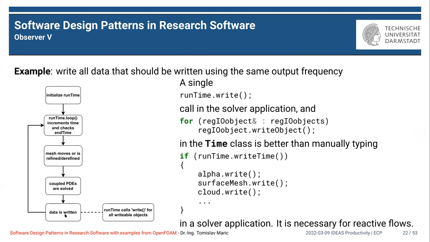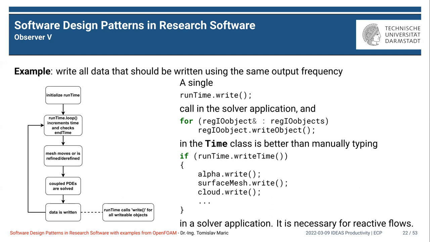Yeah, depends. If we have reached the state of the data being written down, then we write the data. In which case, the runtime object is going to forward the write for all objects that are writable, right? So as you see, in this case, the runtime is the subject, the writable objects are going to be the observers. And this is good. Why? Because on the client side, we are going to have runtime.write written down once in the solver application and never changed again.